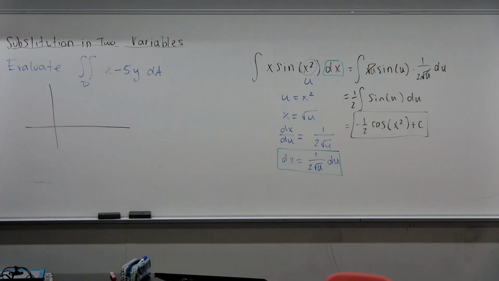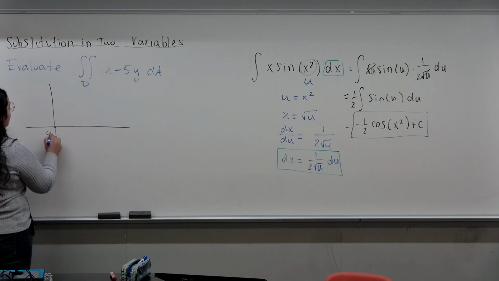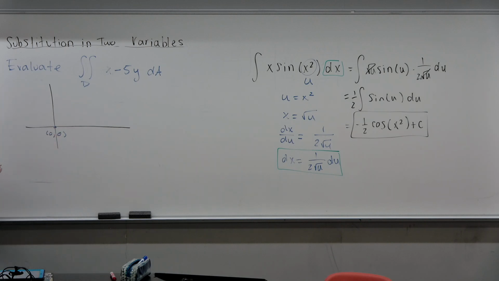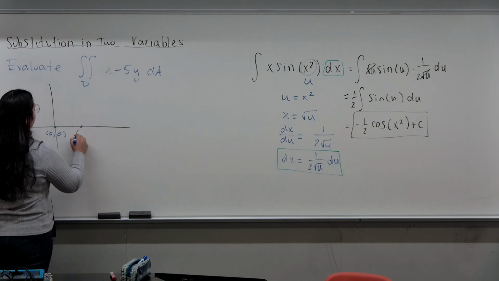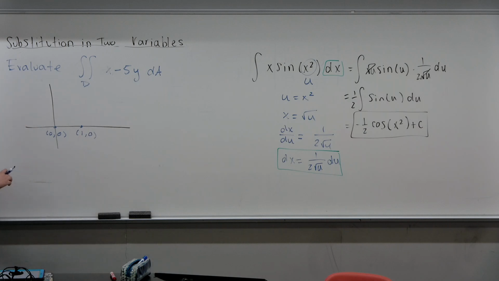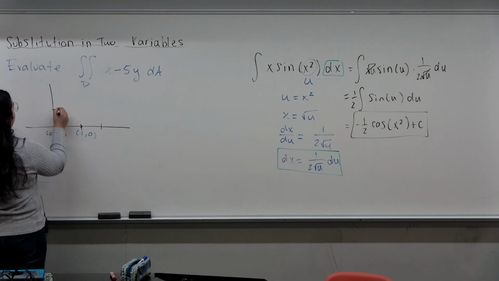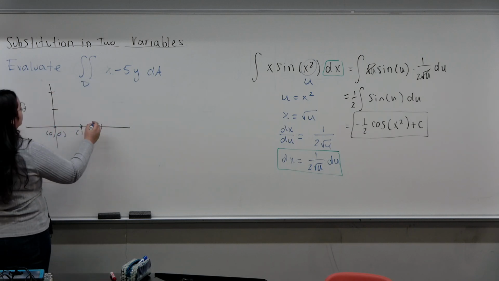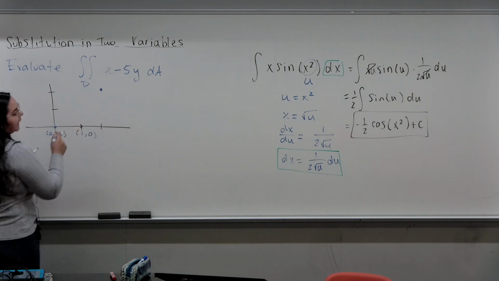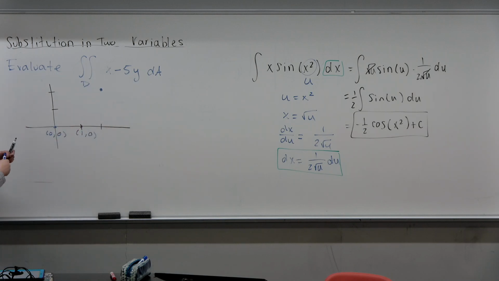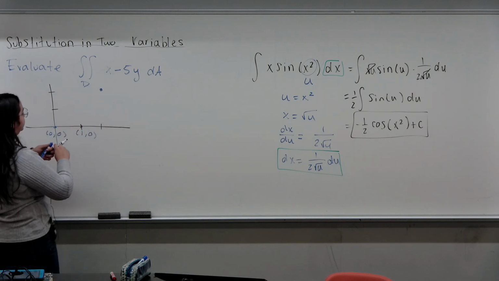So we'll have that it has vertices (0, 0), (1, 0), (2, 2), and (3, 2).